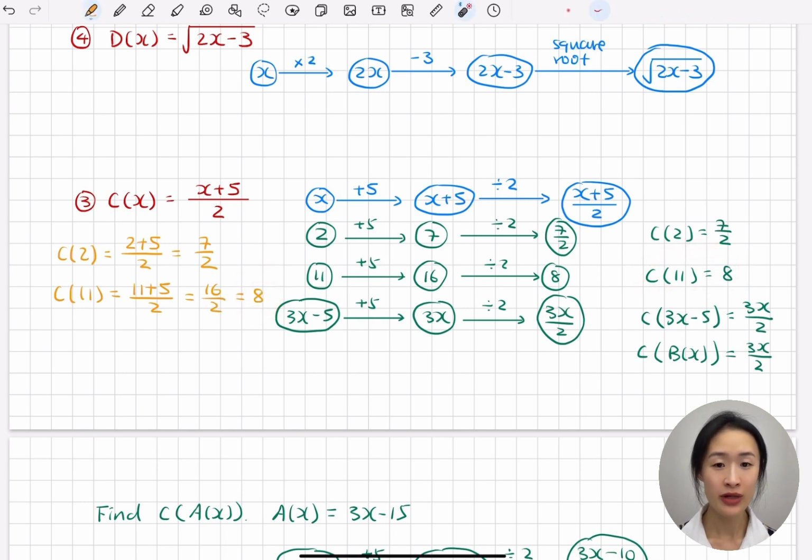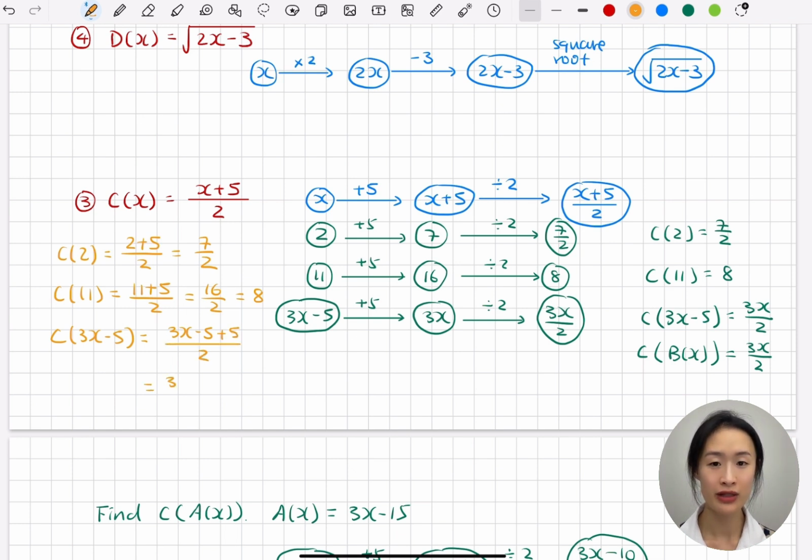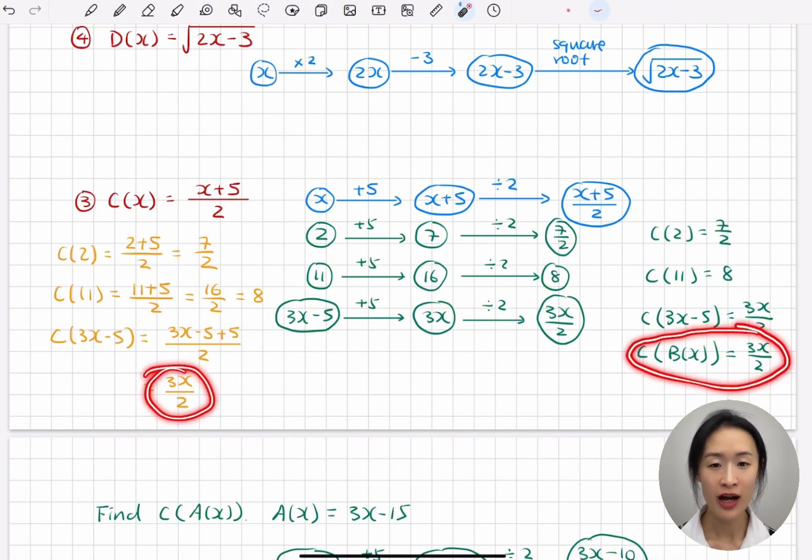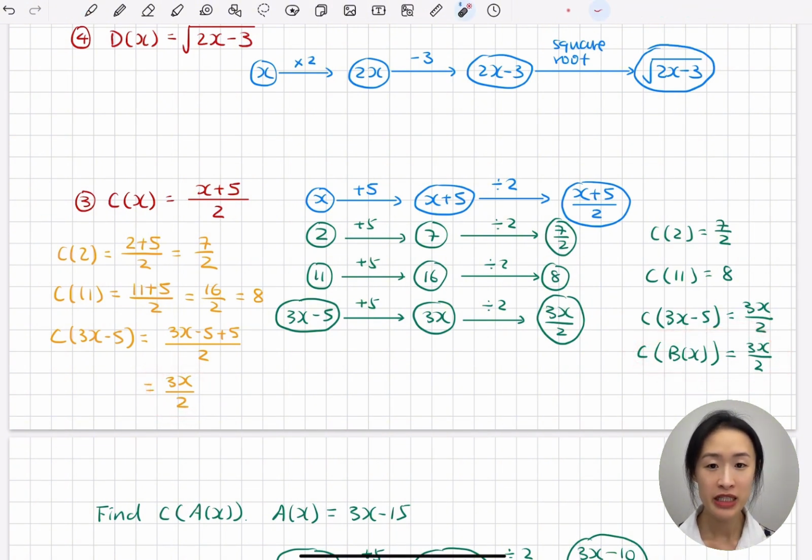Let's do one more. 3x take away 5. If that's the input, now the old x in function C needs to be replaced with 3x take away 5. So (3x take away 5 plus 5) over 2. That should give me 3x over 2, and that is the same as before. Hopefully you have spotted this. Every time you change the x in the bracket on the left-hand side, you will need to change the x with the same input that is on the right-hand side. And when you have a function inside of another function, this is called composite functions.